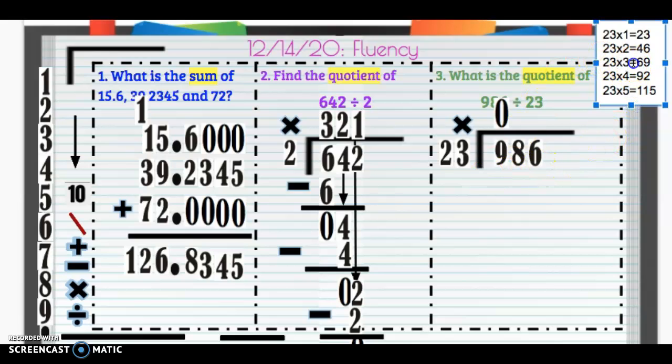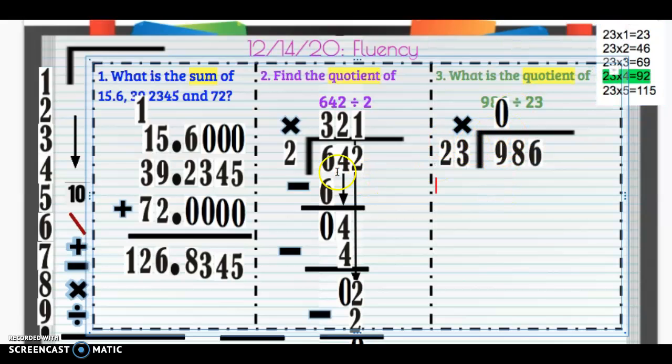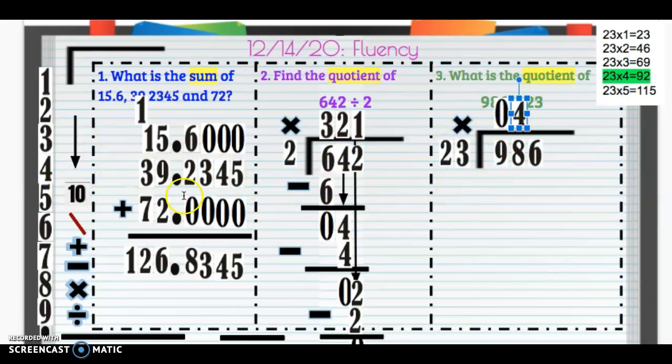So 92 is my goal. That's the one I want to get. That's the one I want to use. So I'm going to do 23 times 4. I'm going to put my 4, and then I'm going to put 92 because 23 times 4 is 92. So I'm going to subtract that.